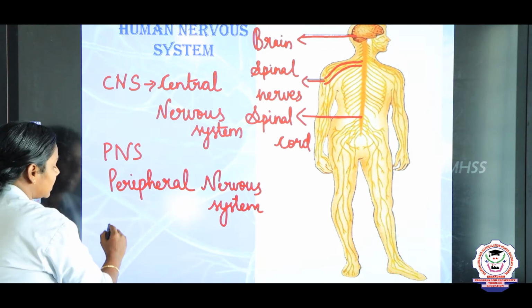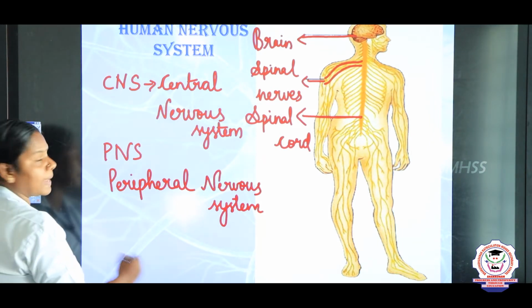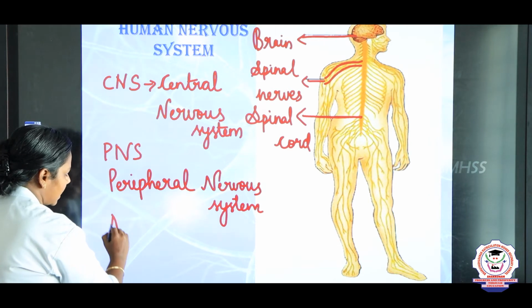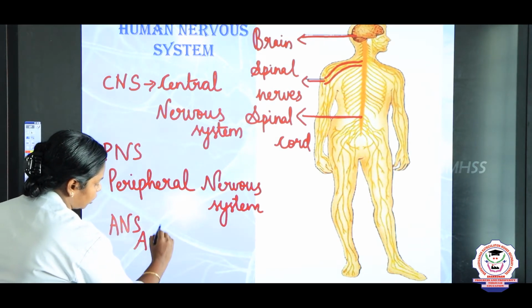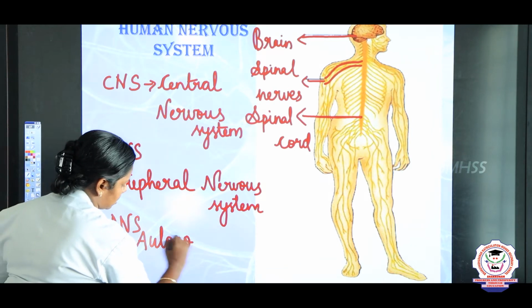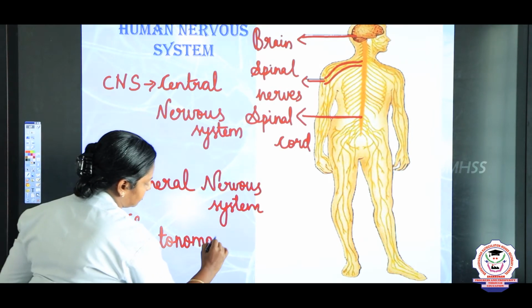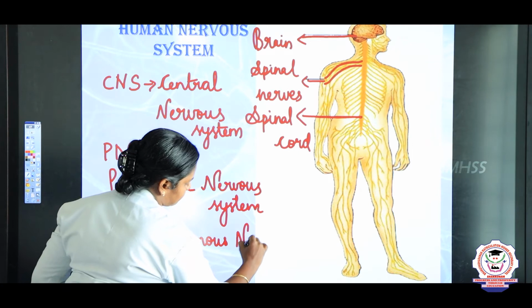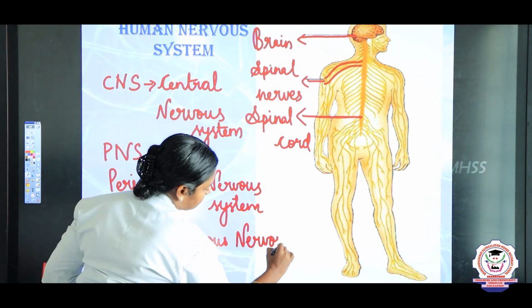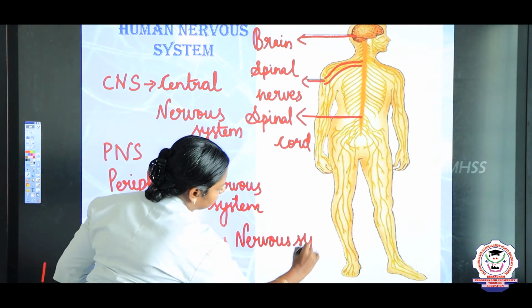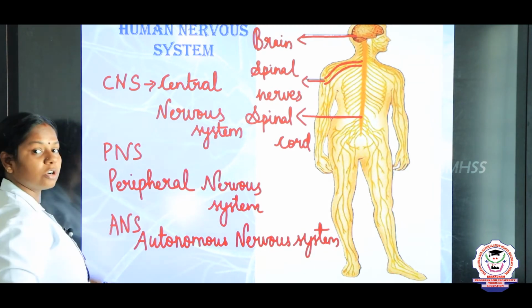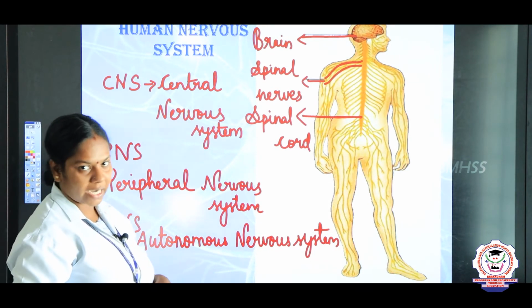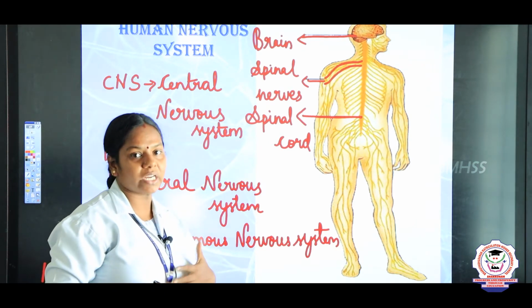system. And the another type of nervous system is a ANS. What is ANS? Autonomous nervous system. Autonomous nervous system is not controlled by the brain, right? It functions on its own.